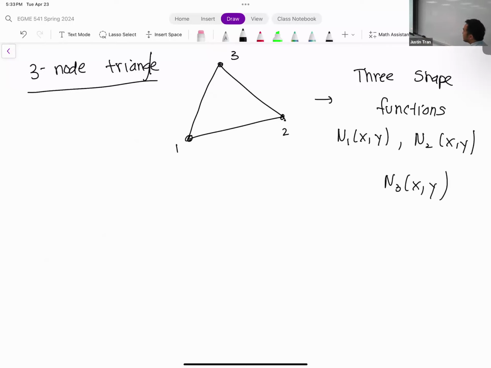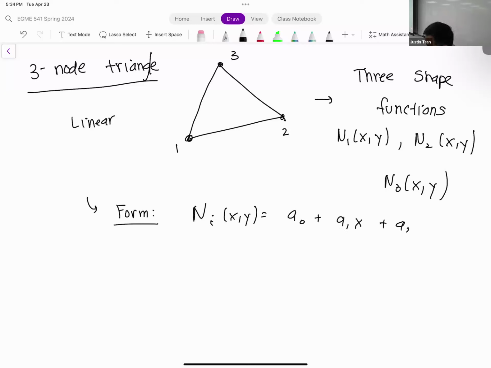Last time we showed what the forms of these shape functions are. I'm not going to write them again because they are a little lengthy, but just know that the form for all 3 shape functions is the same. This is a linear element, so our shape functions are also linear. The shape functions Ni of x and y are of the form a0 plus a1 x plus a2 y. So 3 unknown coefficients and 3 terms: a constant term, a term linear in x, and a term linear in y.